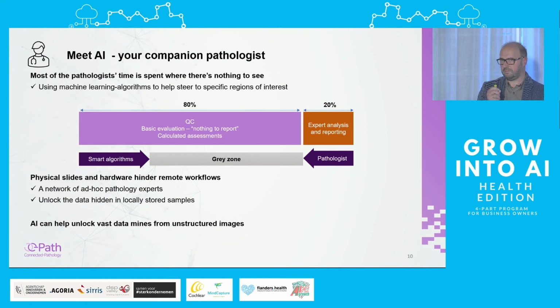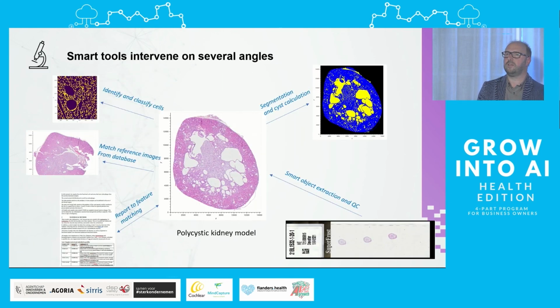Another area for AI here is that there's a vast amount of data in unstructured images. We think that AI can help to unlock that data and to make sure that we can find references and examples in others. To illustrate it, this just summarizes where you can go with AI from one single high-definition image.